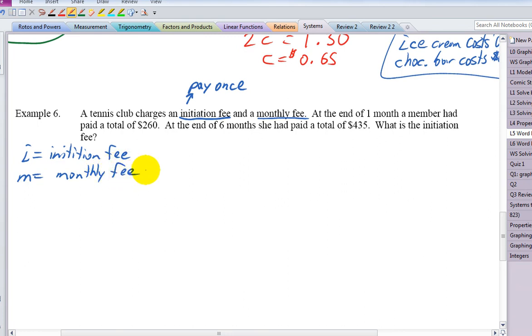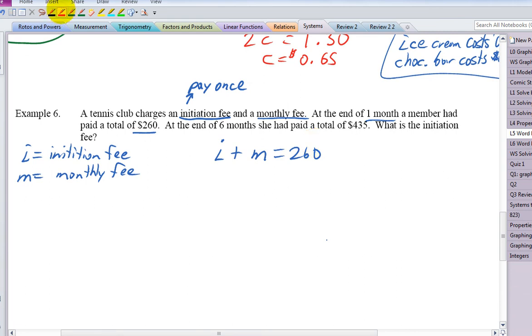Good. Okay. First month, member paid $260. Go ahead, write your equation. 1 month. What would you have to pay for 1 month? Right. But what would you be paying? What's that $260 come from? Good job. So 1 initiation fee and 1 monthly fee equals $260. Good. And now what's the next one?